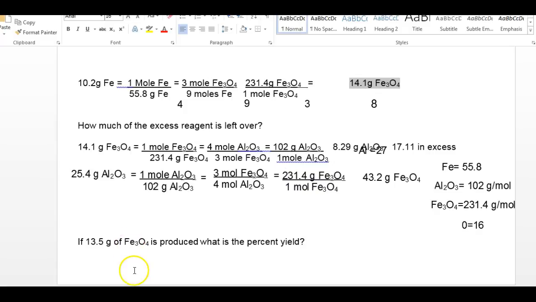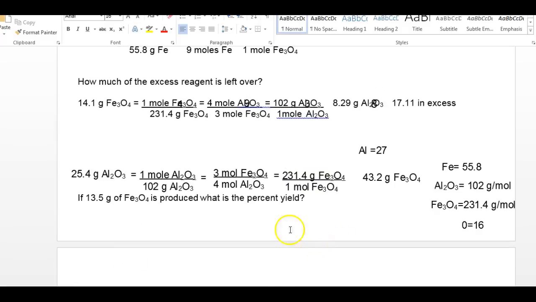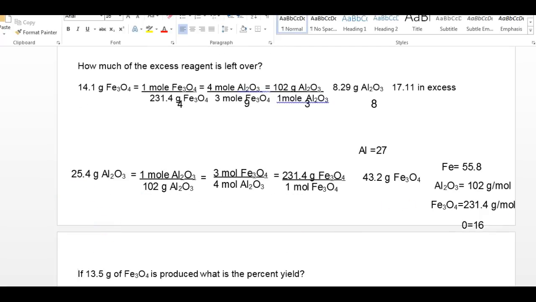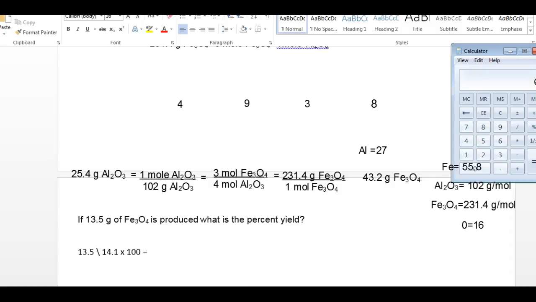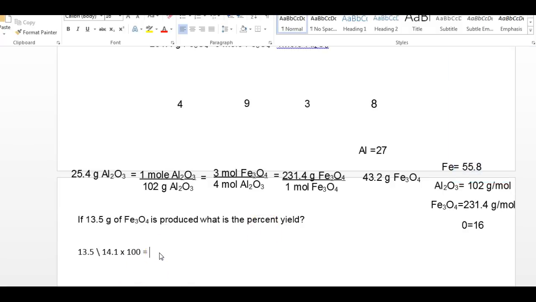So if we did 13.5, we divide it by 14.1, then we multiply it by 100, and that will give us a percent. If we actually get 13.5, we divide by 14.1, get equals, we times that by 100, that'll give us 95.7%. It's pretty good. And that's what you should have got for this problem.